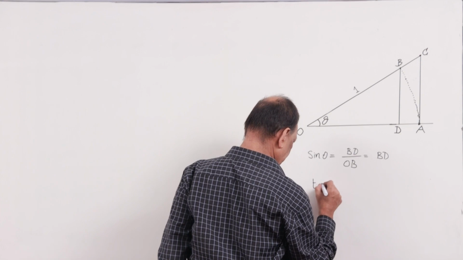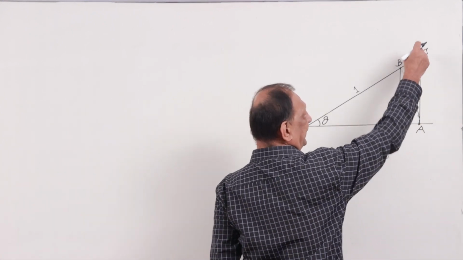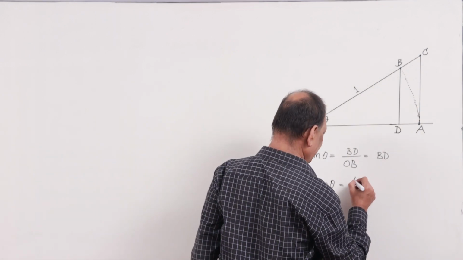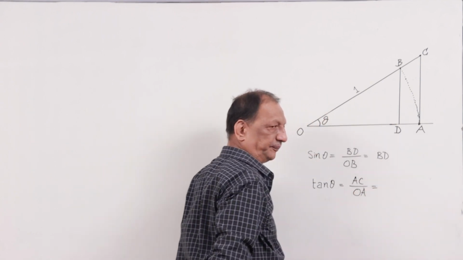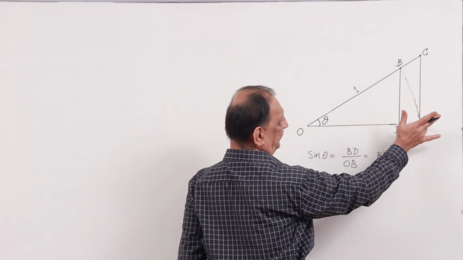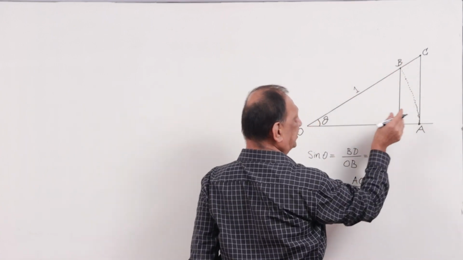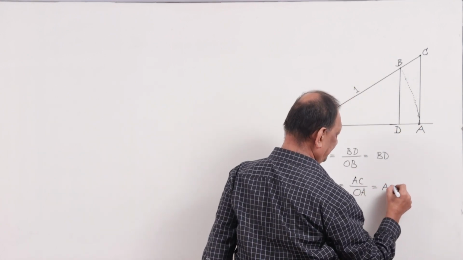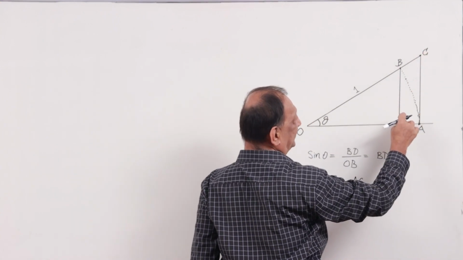Similarly, tan theta. What is tan theta? It is the movement in the tangential direction, opposite side by adjacent side. So that is AC by OA, opposite side by adjacent side. Now, OA and OB are the same because, remember, this is a circle, the circular movement. So OA is also 1. OA is 1, OB is also 1. Therefore, this is simply AC. This distance is the tan, and this distance is the sine.